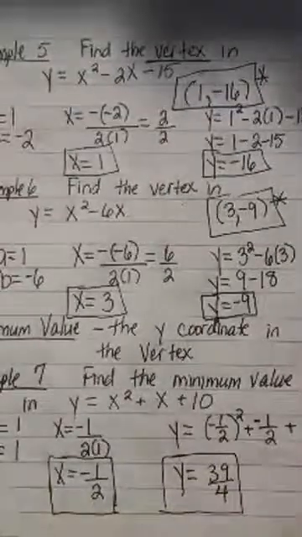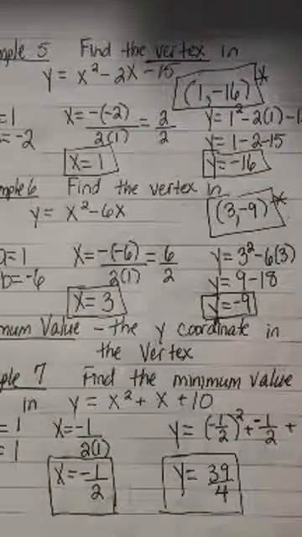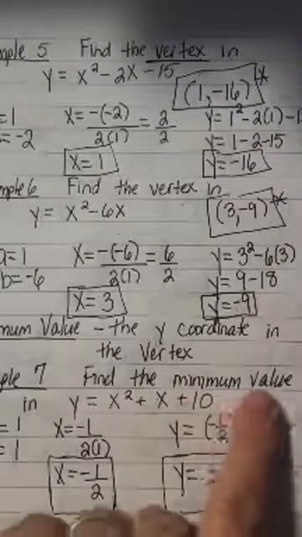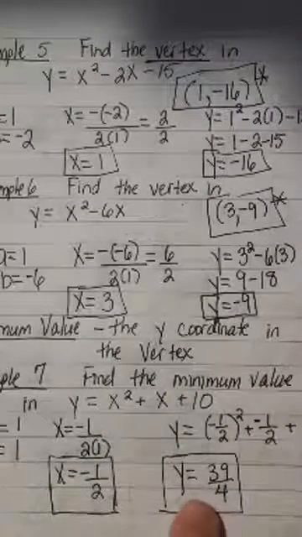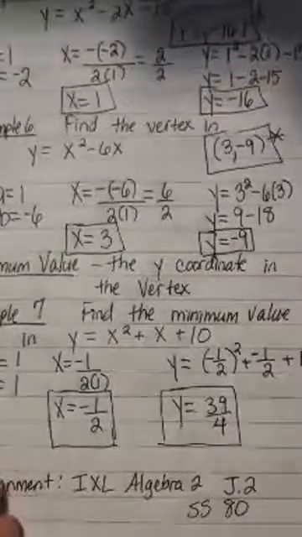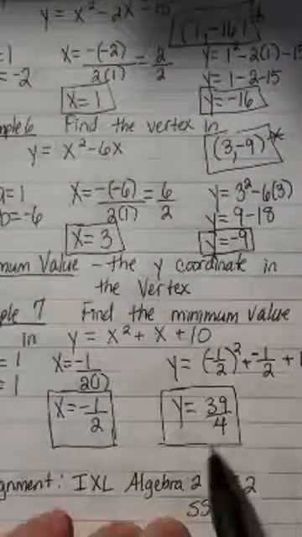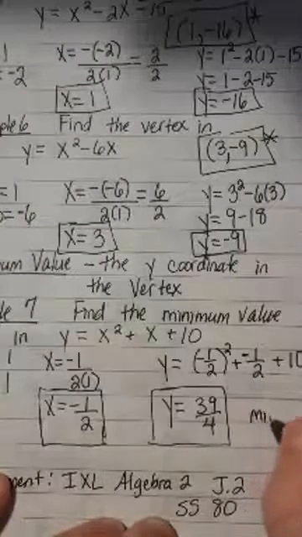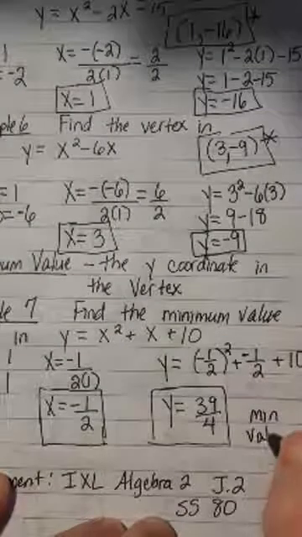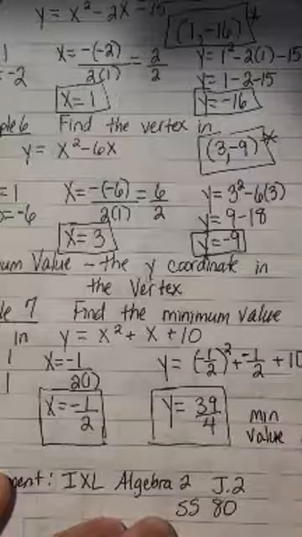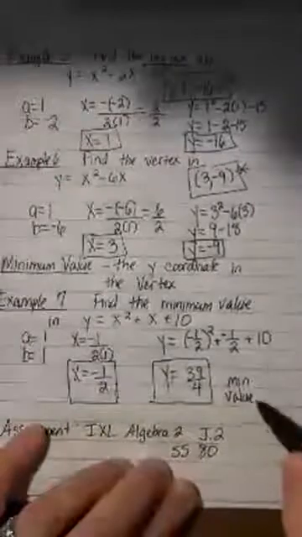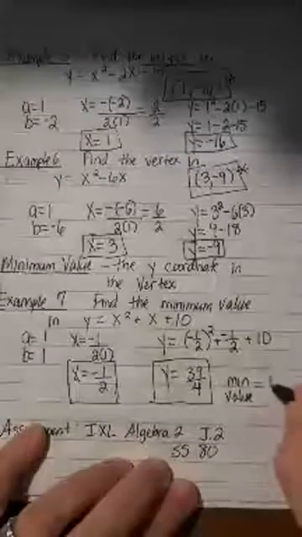Now, we don't have to write what the vertex is, because what you're finding is your minimum value. The minimum value is always the y-coordinate. I've got to slide that up now. It's always your y-coordinate. Let me zoom out. Your answer for the minimum value is 39/4.